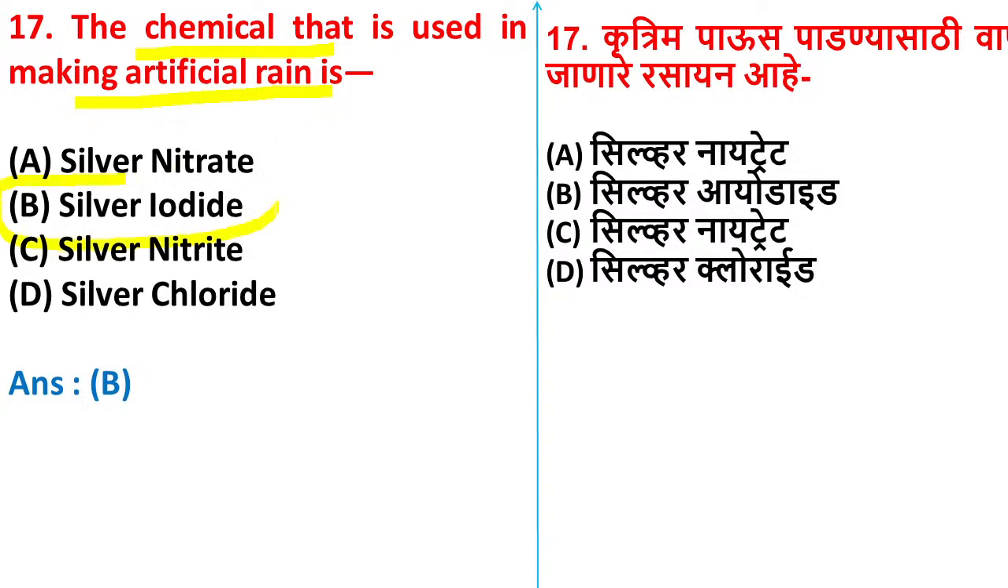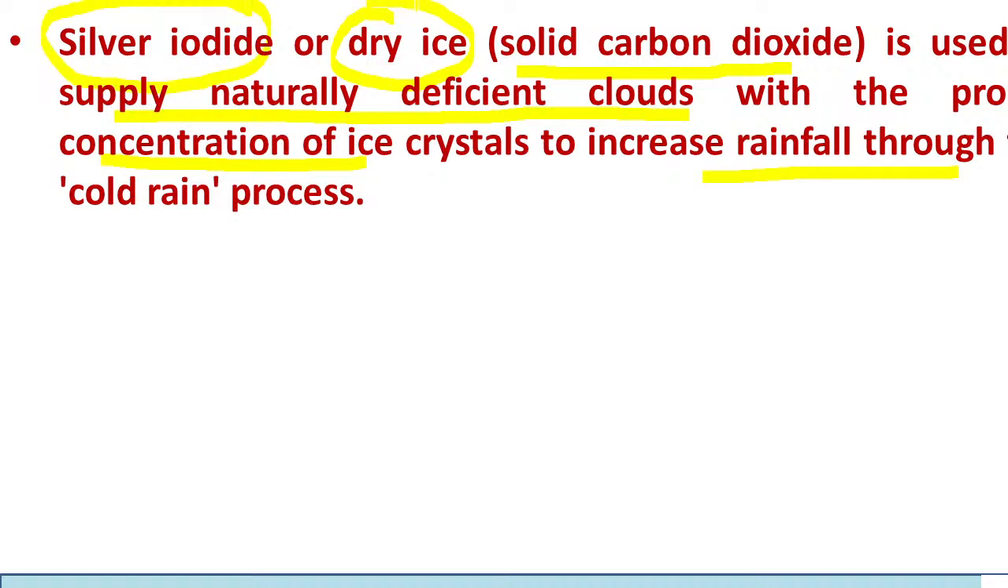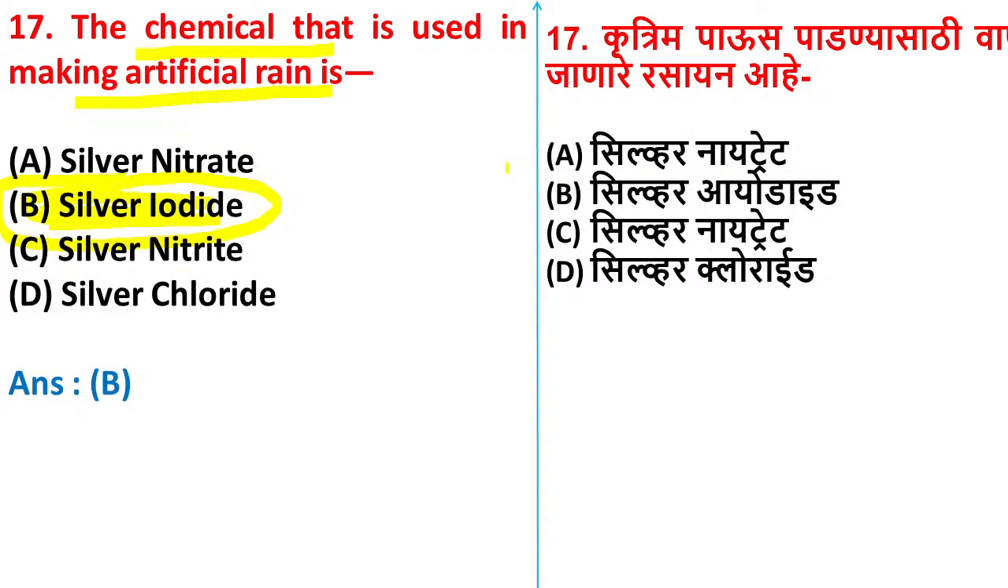Silver iodide. Yes, please remember, the chemical which is used in artificial rain is silver iodide. Yes, Jasmeet, Shivani, Sharad, option B is correct. Yes, silver iodide, it is also known as dry ice, a solid carbon dioxide. It is used to supply naturally deficient clouds with the proper concentration of ice crystals to increase the rainfall. Is it clear? So here option B is the right answer.